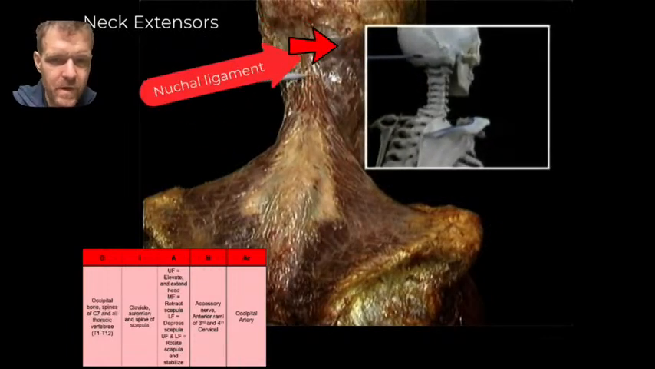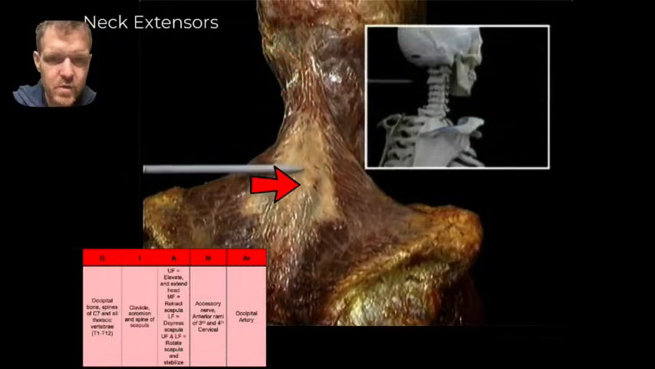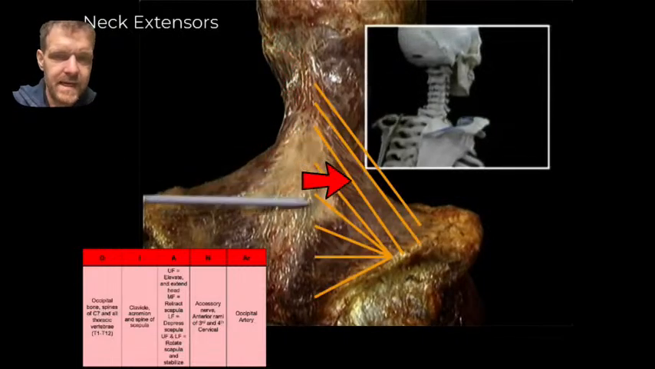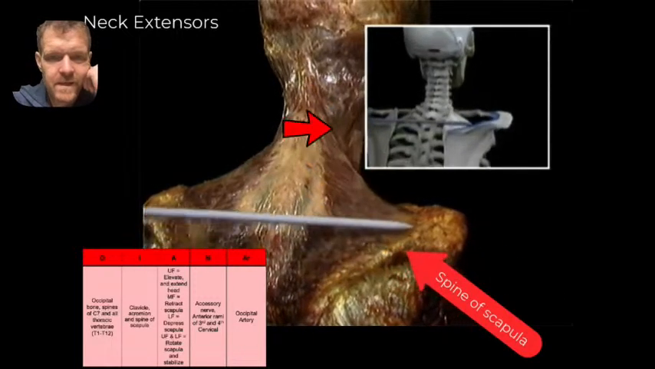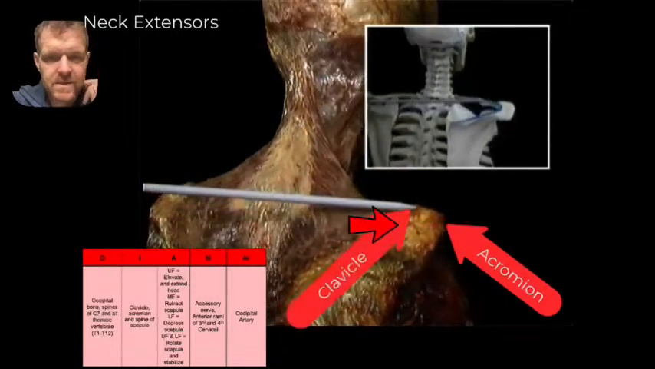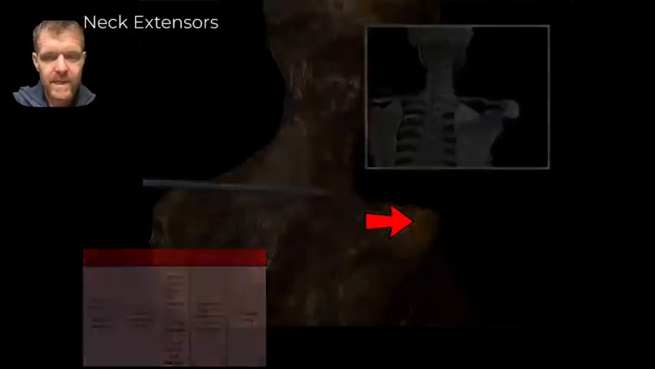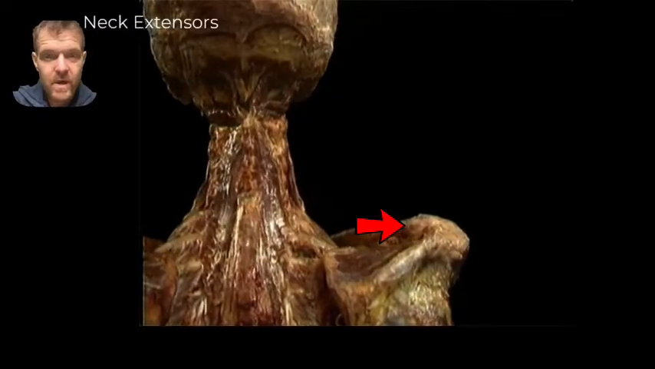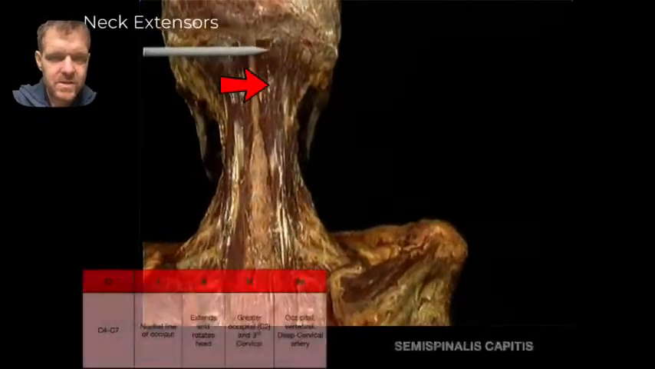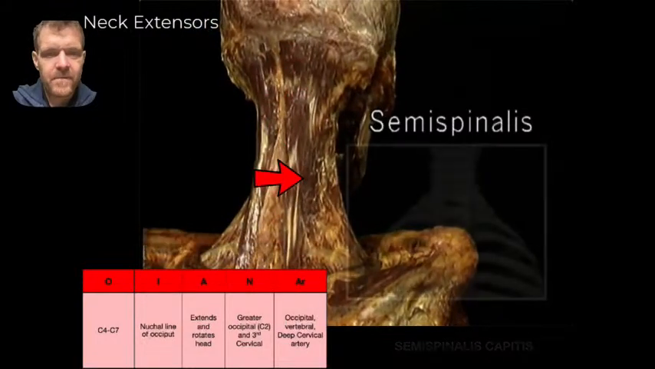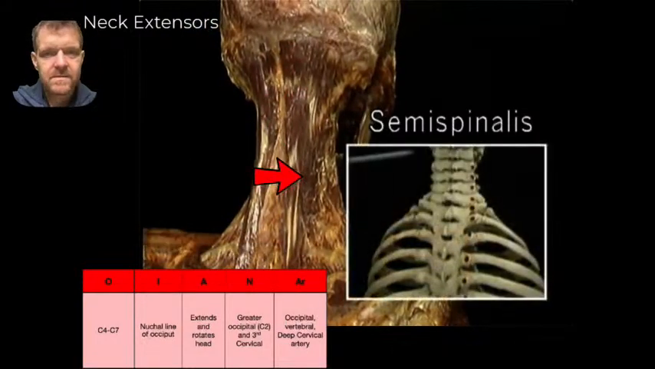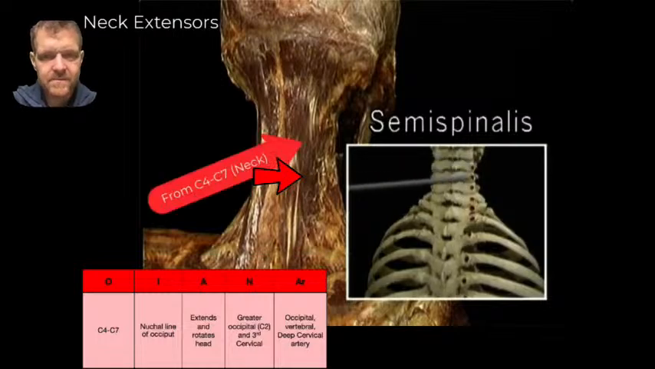Okay, so the bit we're interested in is around about here. So you've got the nuchal ligament, so the trapezius will attach into that, and then down onto the spine of the scapula, onto the acromion, which we'll cover when we get to the shoulder. But the point that I wanted to make with this video is there's your suboccipitals, and then they just disappear. So you've got semispinalis, then your splenius, and then your trapezius on top of that.